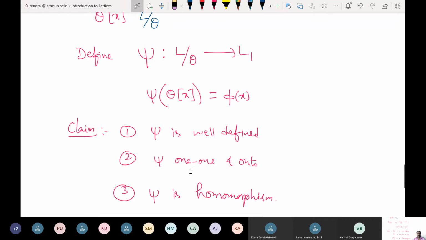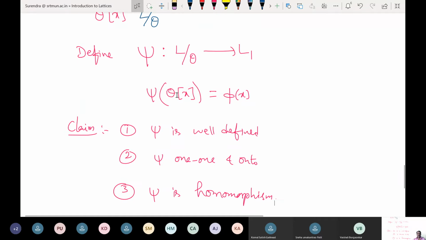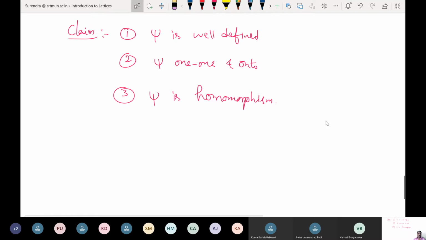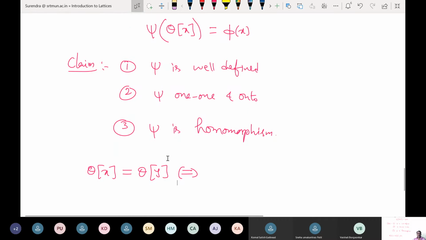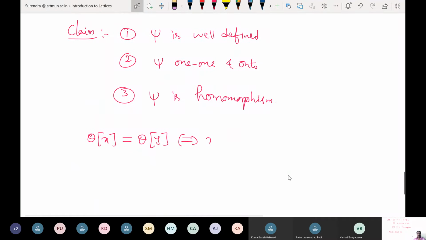The well-definedness and one-one are very easy. What will we prove? What is meant by well-definedness? We want to prove that theta of x is equal to theta of y if and only if psi of theta of x is equal to psi of theta of y. You can observe that theta of x equal to theta of y is the same as saying that x is congruent to y modulo theta.